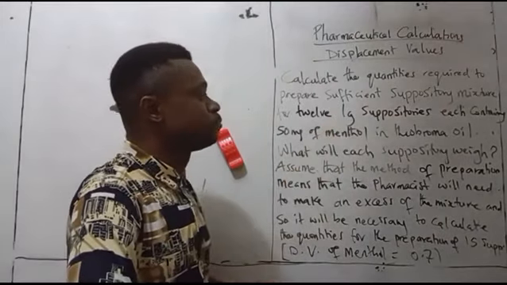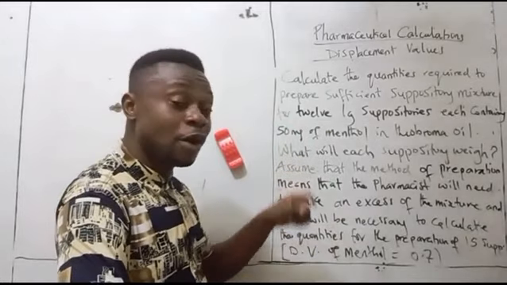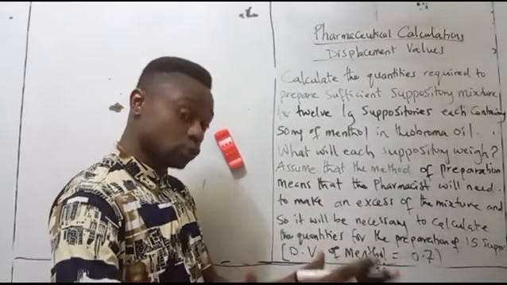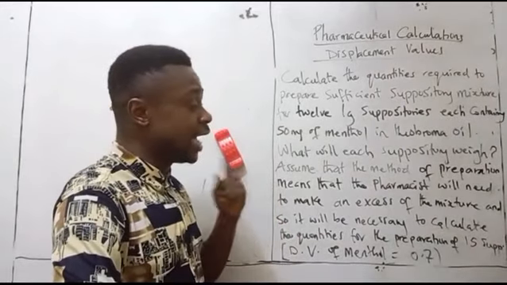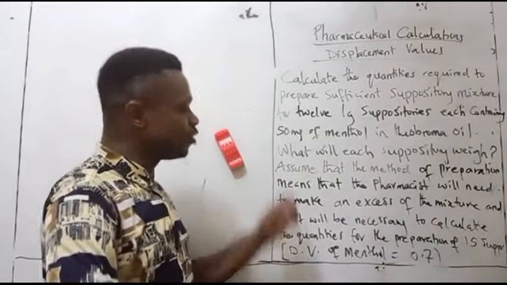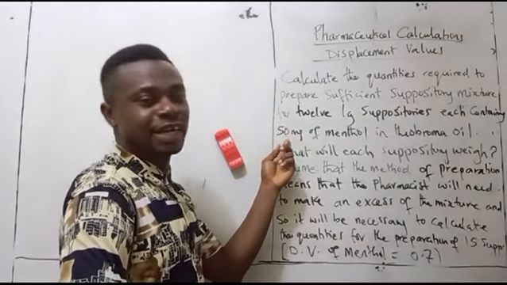This is 1 gram. And this is the weight of the theobroma oil we will assume is in the mold before incorporating the active ingredient, which is menthol. If you look at the amount of menthol here for 1 suppository, it's 50 milligrams.